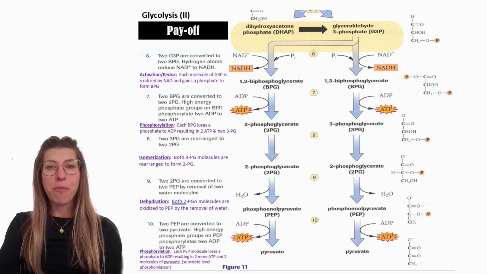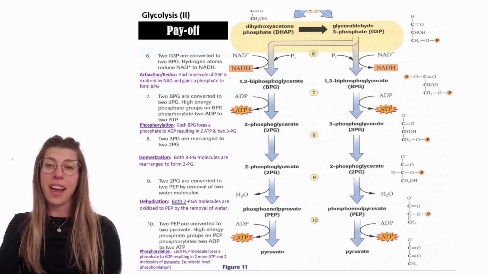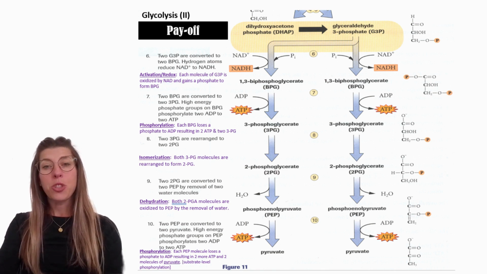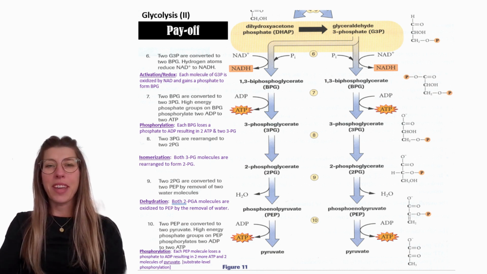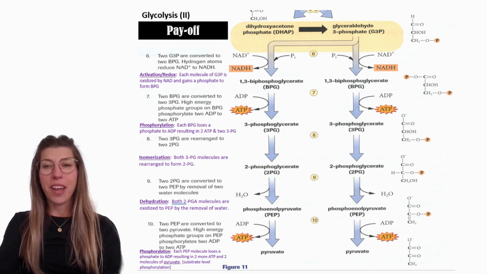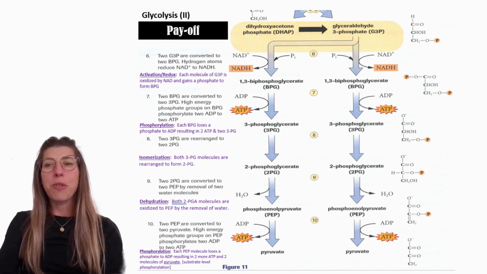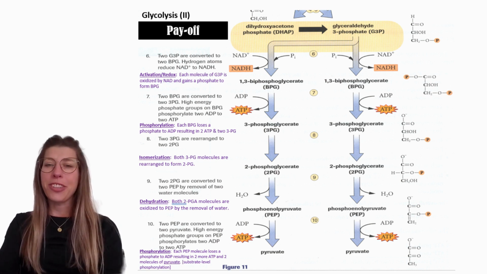Remember, there's 2 of them. And there's going to be an isomerization that happens. So the movement of functional groups to rearrange their order. They still have the same chemical composition, and through the isomerization, now they're rearranged to form 2PG. Now, those 2PG molecules are converted to 2PEP molecules. And this happens by the removal of 2 water molecules, a water molecule from each 2PG. Once it's released, it creates a new compound called PEP, or phosphoenol pyruvate.